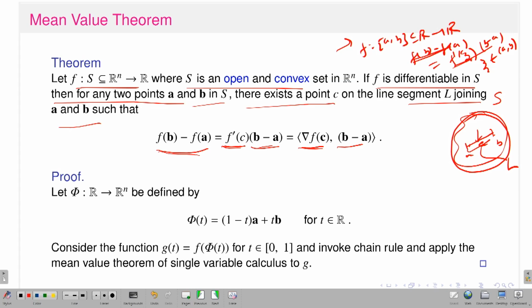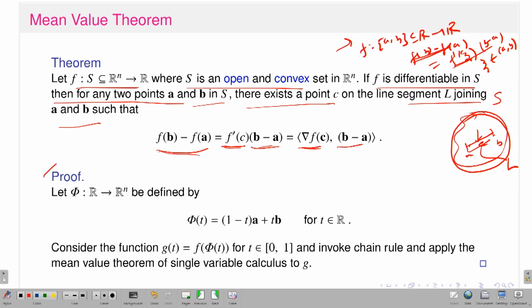Even though I am setting this from Rn to R, I know the mean value theorem for functions from R to R. So somehow I have to bring down the argument to the R to R case. I know the mean value theorem, and then I will have to prove it. So that is what I have done. I have written just a hint, not the full proof.